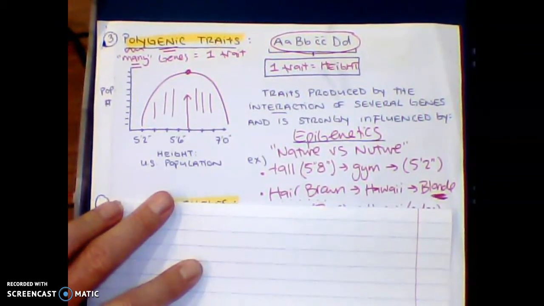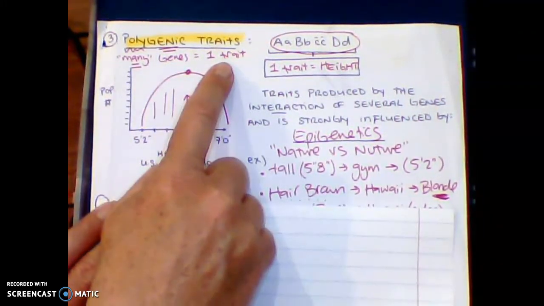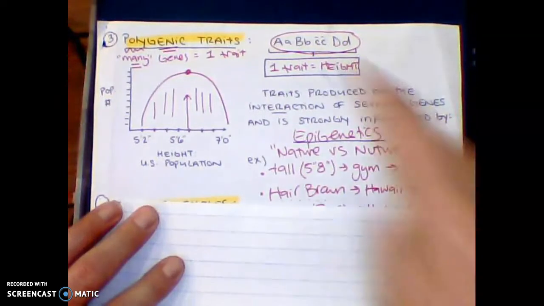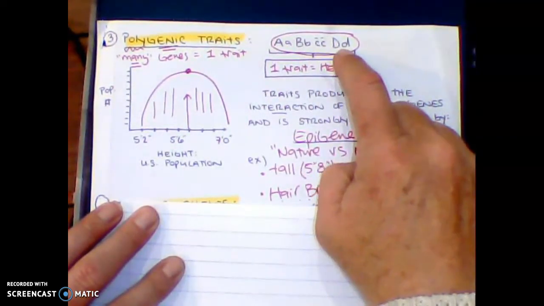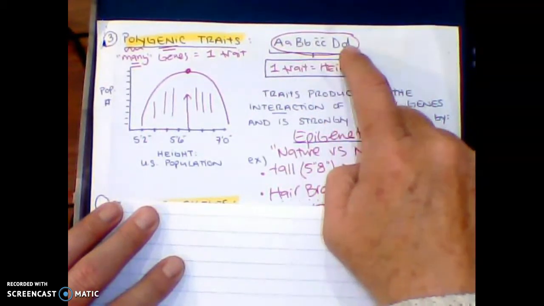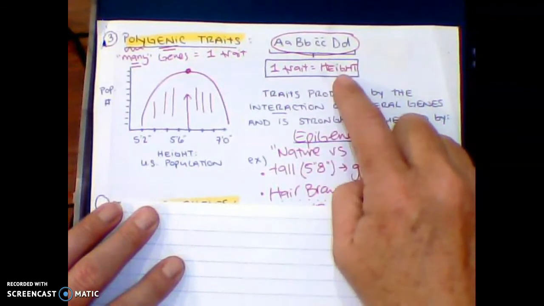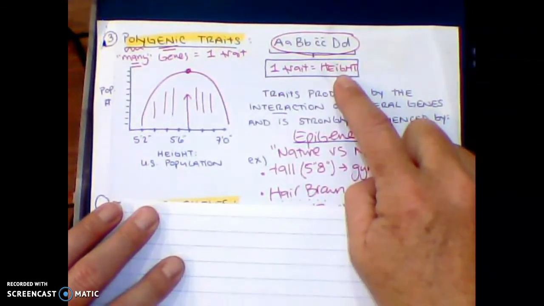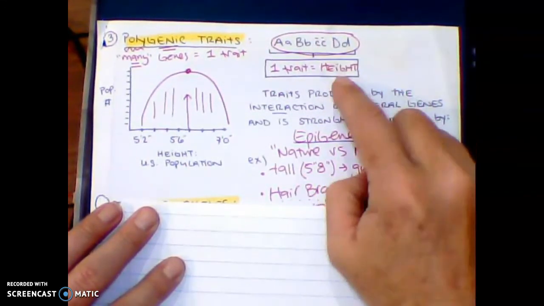Okay, so polygenic traits. Many genes make one trait. It takes a lot of letters, aka a lot of gene combinations, A and B and C and D, to give rise to just one trait, which is height. So height is not dominant recessive, big B, little b. Height is A and B and C and D all put together to create height.